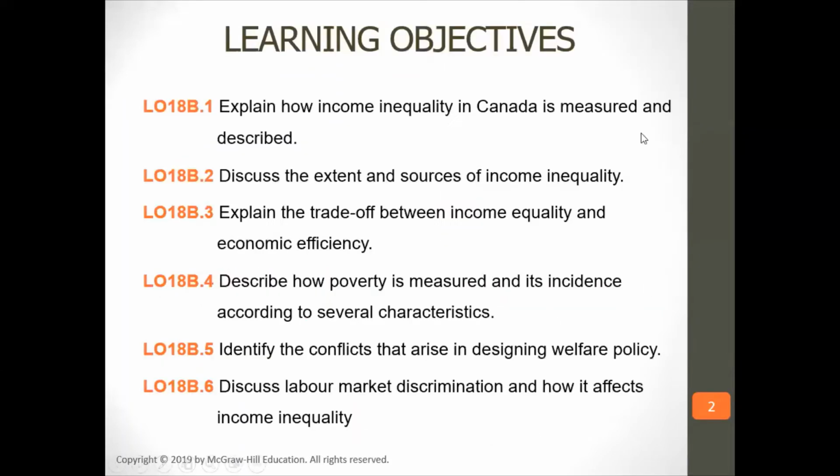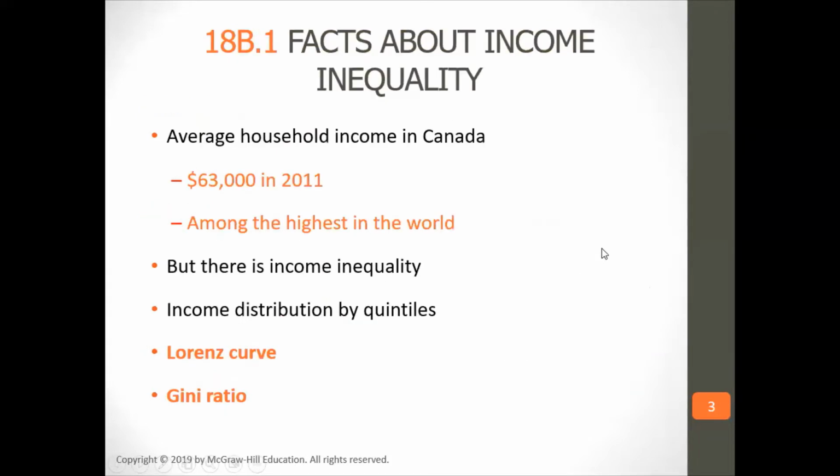So yeah, income inequality. We've had such an issue with income inequality these days. The average income in Canada is one of the highest in the world, 63,000 in 2011. It's higher now, probably over 70,000 today. But there's a lot of income inequality. I think the reason is that the cost of living is so high in Canada, and also most of the income goes to the richest people. Almost all of it goes to the richest people.